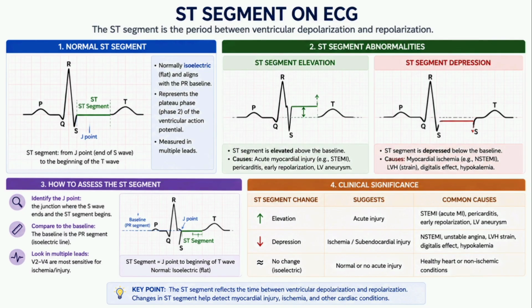ST elevation occurring in anatomically related leads may indicate an acute STEMI. ST depression occurs when the ST segment falls below the baseline. Myocardial ischemia commonly produces ST depression and T-wave abnormalities. Reciprocal ST segment changes may appear in leads opposite the area of infarction.